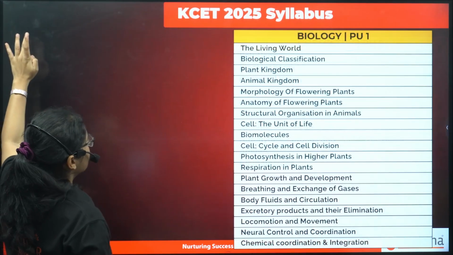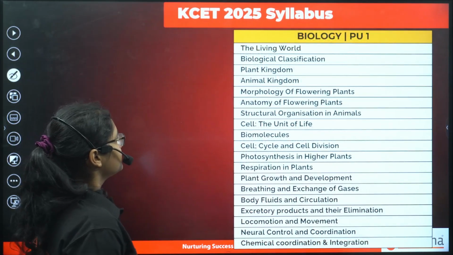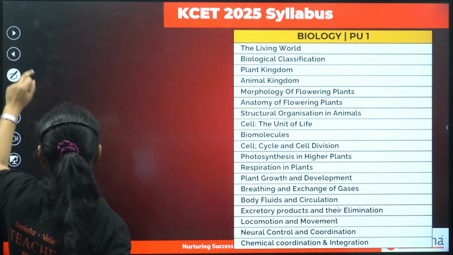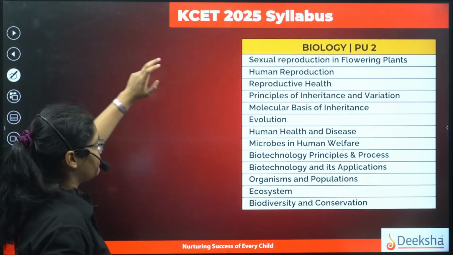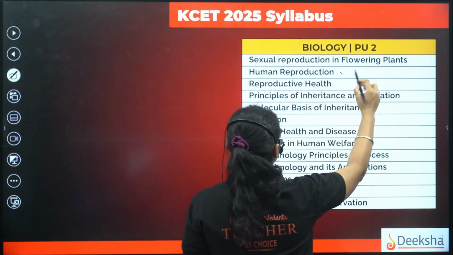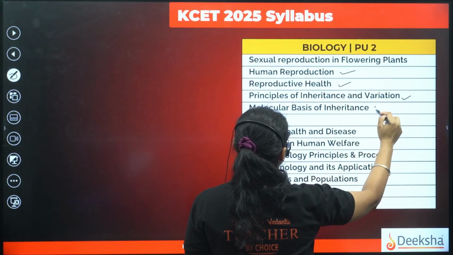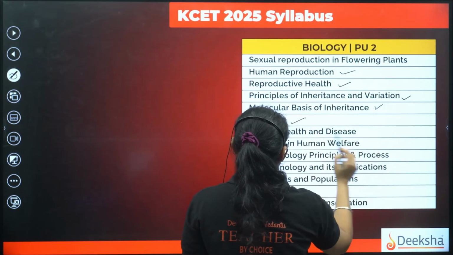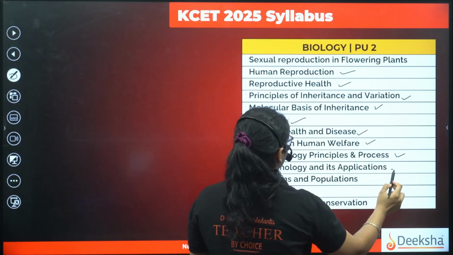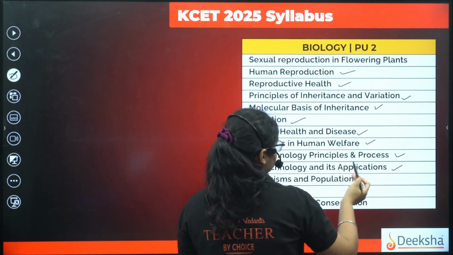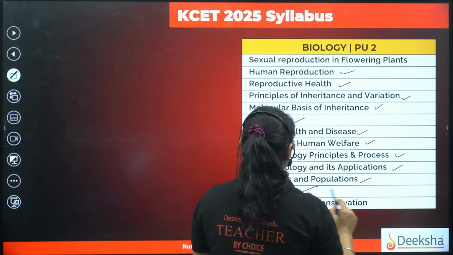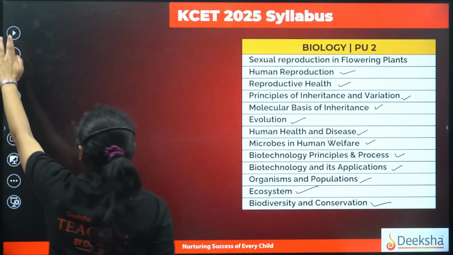Okay, and then we have bio also. So this is your PU1 syllabus of bio. You can see all the chapters here. Take a screenshot if you want. And then PU2 we have sexual reproduction in flowering plants, human reproduction, reproductive health, principles of inheritance and variation, molecular basis of inheritance, evolution, human health and disease, microbes in human welfare, biotechnology principles and processes, biotechnology and its applications, organisms and populations, ecosystem, biodiversity and conservation.